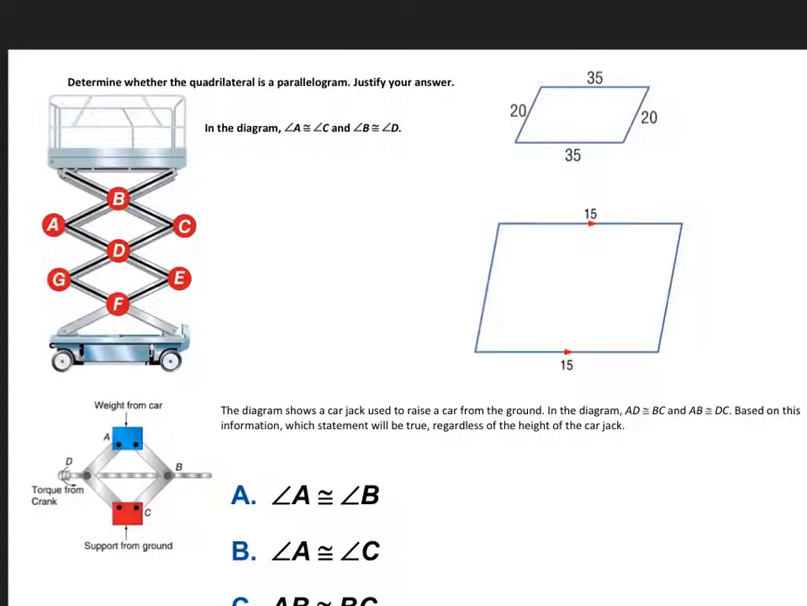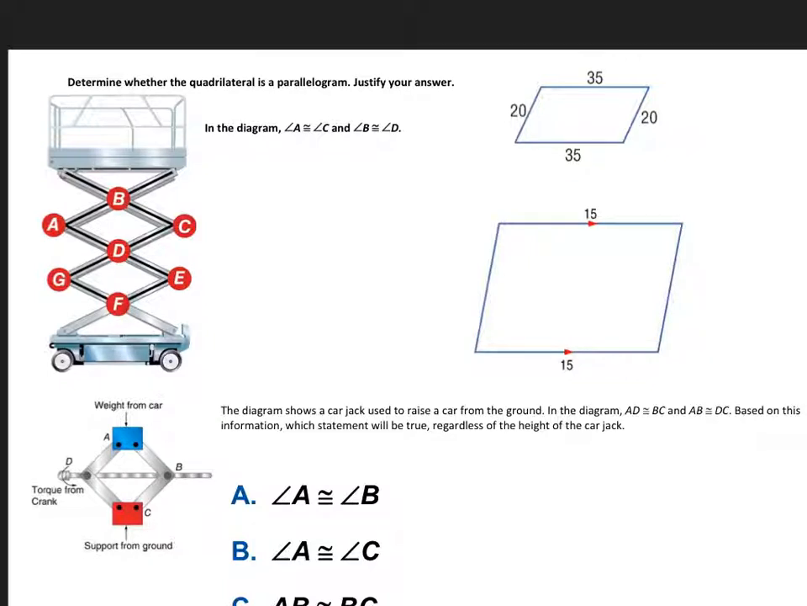Okay, enough with the theorems. Let's take a look at some examples. So it says, determine whether the quadrilateral is a parallelogram. Justify your answer. So I'm looking at this quadrilateral right here. I got my nice lightsaber out, so Ian, I hope that makes you happy. When I take a look, I see this side right here, this quadrilateral is 20. I see this side is 20. I also see that this side is 35 and this side is 35.